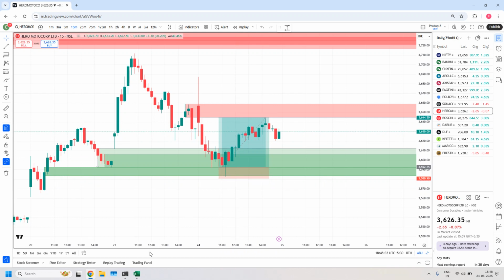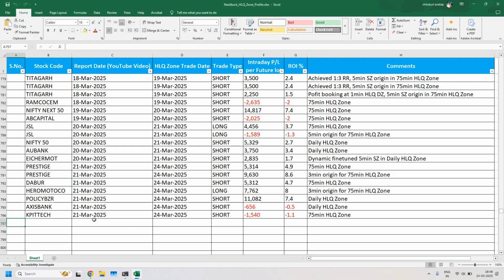Okay, how much profit has Hero Motors given? Hero Motors has given a profit of 7,762 rupees, which is 8% ROI, return on the investment, as per one futures margin cost. We always calculate based on one futures margin cost. So this is one trade, and the next one is Prestige.